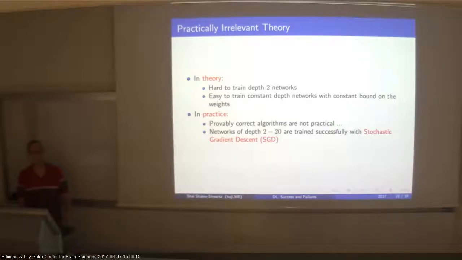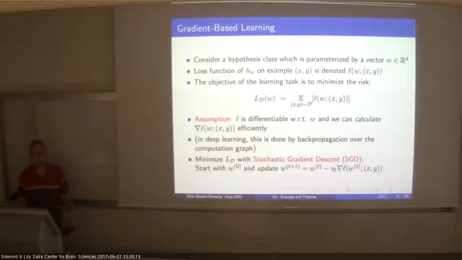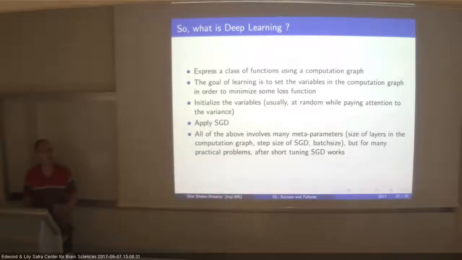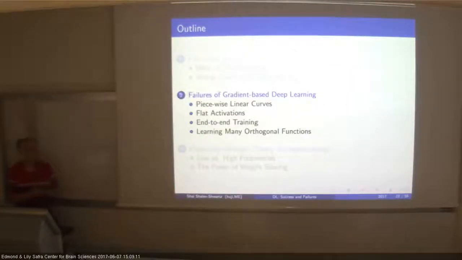So maybe we need to think differently about computational complexity here. So what is gradient-based learning? I assume that in this audience I don't need to explain stochastic gradient descent on neural networks, so I will skip this slide. But to summarize, what is deep learning in practice? You express a class of functions using a computation graph. The goal of learning is to set the variables of the graph. You do it by initializing the variables, usually at random, then applying SGD, and applying many, many tricks, because there are many, many meta parameters. But once you find a way to tune these parameters, miraculously, on many practical problems, it works. So, this is a picture.